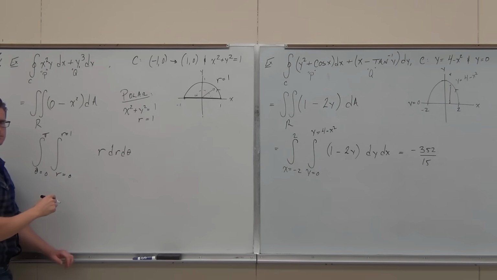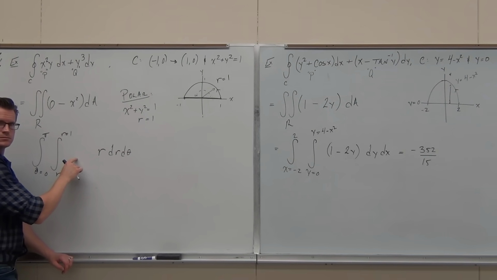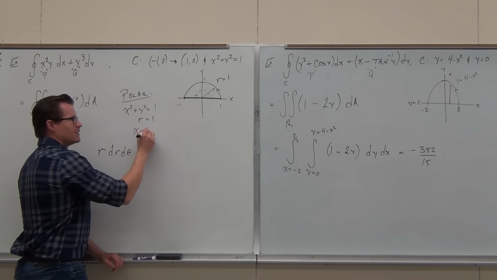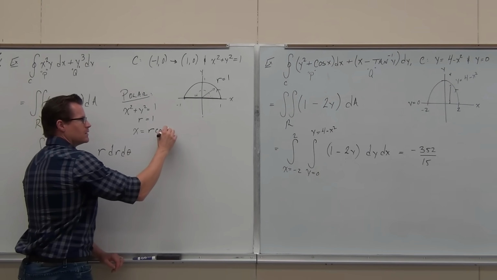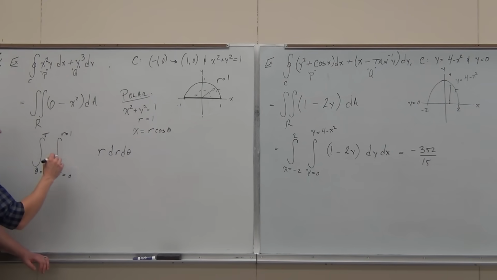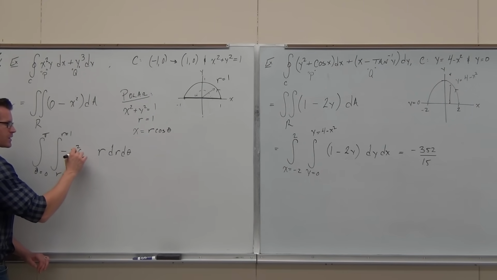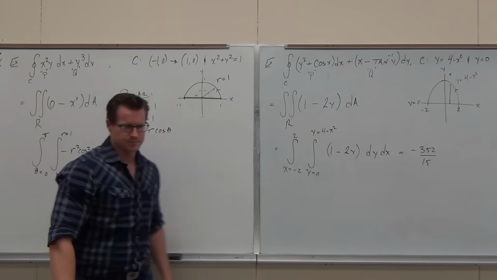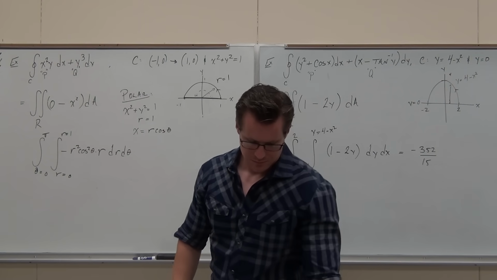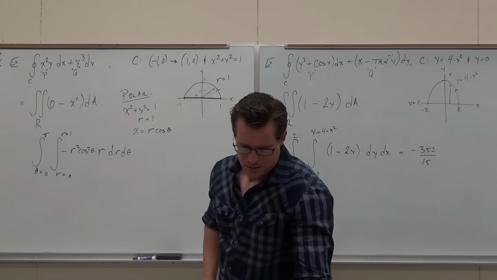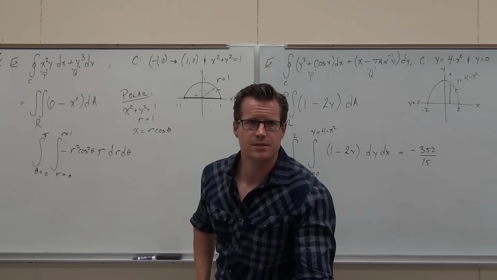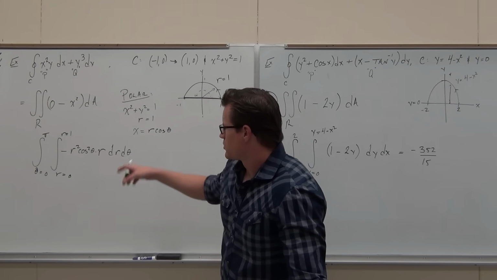What goes here? Let's narrow it down. Not x's. R cosine theta, therefore this would be negative r squared cosine squared theta. Negative that. Are you buying into this stuff? You all right with that one? Yes, yes, yes, yes, yes. Okay. Could you work it out?